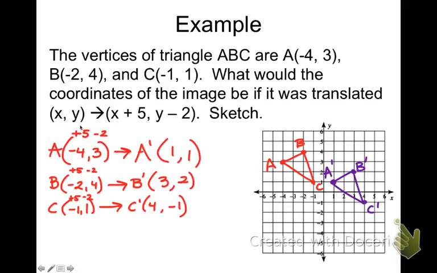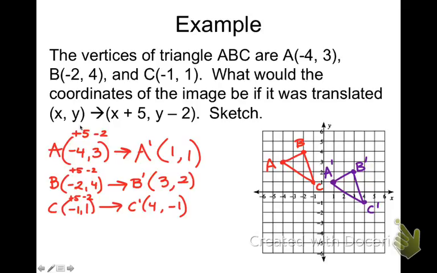So if you check it, did your A shift to the right 5 and down 2? 1, 2, 3, 4, 5, down 2. Yeah. Did your B shift to the right? 1, 2, 3, 4, 5, down 2. Yeah. Did your C do it? 1, 2, 3, 4, 5, down 2. Yes. Okay. Translation. We're good there.